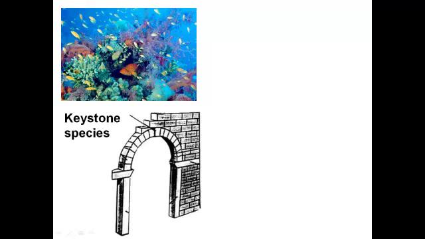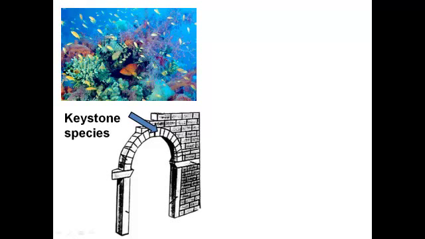Another way humans greatly reduce biodiversity is by eliminating very important species in an ecosystem. These species are called keystone species, and if you were to think of an ecosystem as though it were a building, the keystone is a stone that's placed just such that if you were to take it out, the rest of the building would collapse.